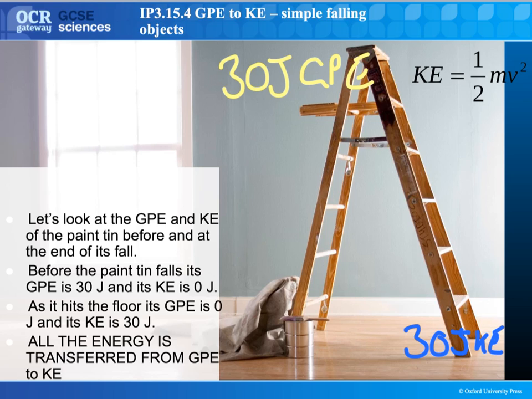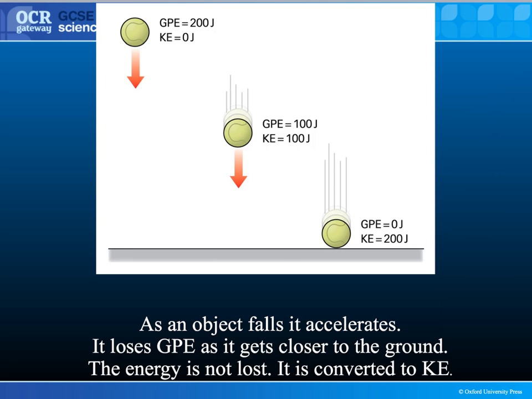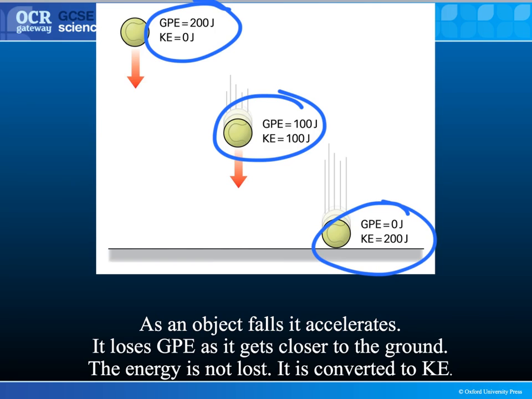So what's happening is the gravitational potential energy is being converted into kinetic energy. As it falls, gravitational potential energy goes down and kinetic energy increases. All of the energy, all of the GPE, is transferred from gravitational potential energy to kinetic energy. You can see that in the ball here. As the ball falls, the gravitational potential energy starts off at 200, and as it's falling halfway down, it's still got some GPE left, but some of it's been transferred to kinetic energy, and just as it hits the ground, all of that GPE, the 200 joules, has been converted into kinetic energy.